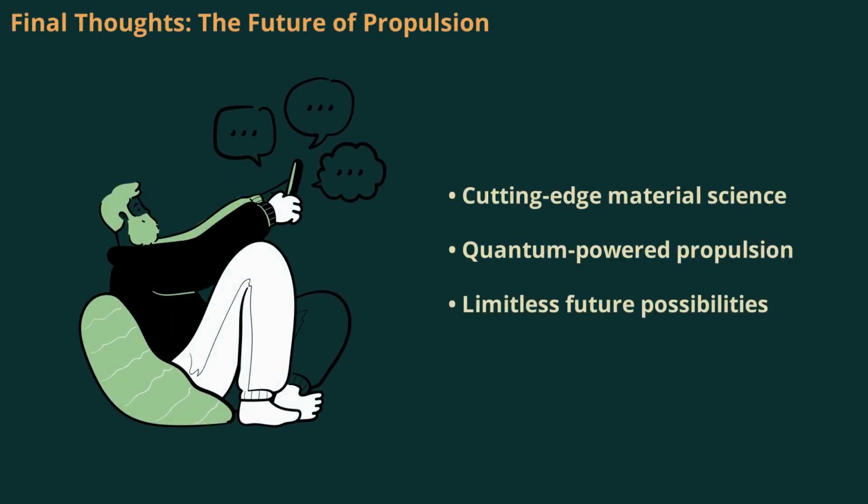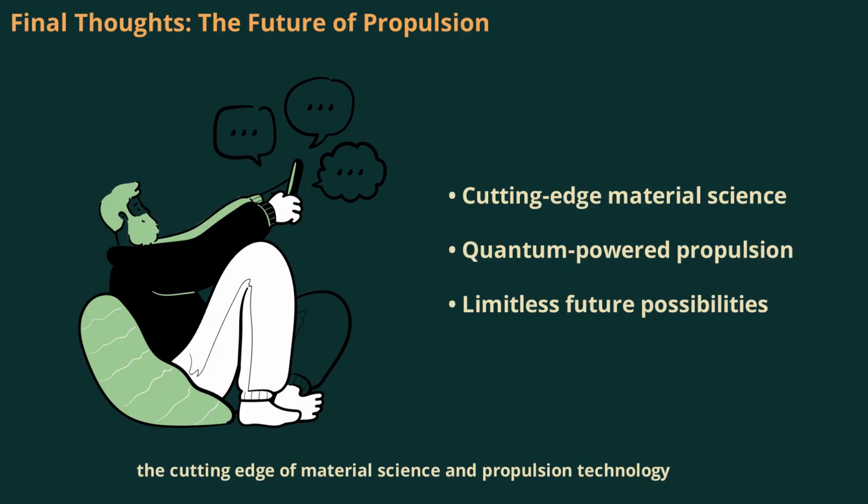The concepts introduced in Chapter 2 are at the cutting edge of material science and propulsion technology. By harnessing the power of multi-flavor polariton fields, we are paving the way for a new generation of adaptive, intelligent, and highly efficient vehicles. The future of propulsion is quantum, programmable, and limited only by our imagination.